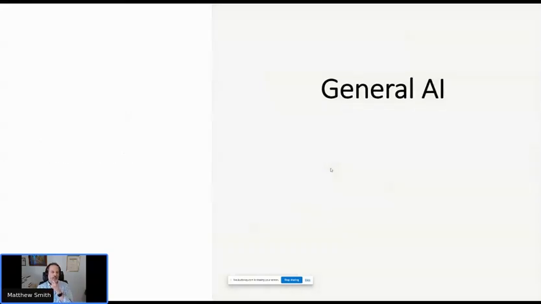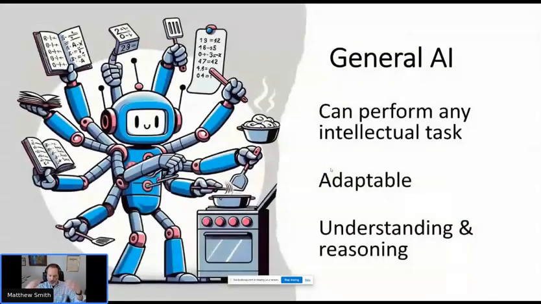General AI is what you think about when you think about AI in movies. This is artificial general intelligence. This is the explicit goal of OpenAI, to create artificial general intelligence. This is an AI that can learn to do things, and it can adapt and generalize that learning to other tasks.